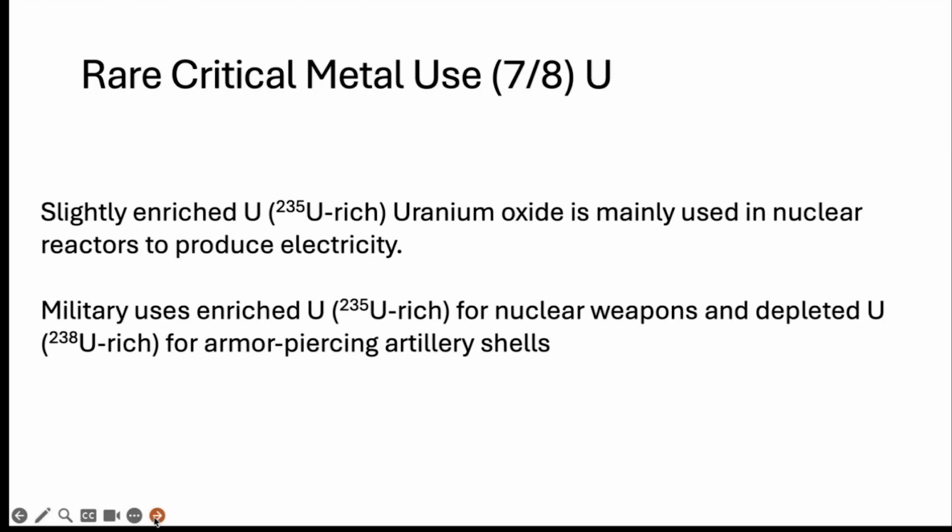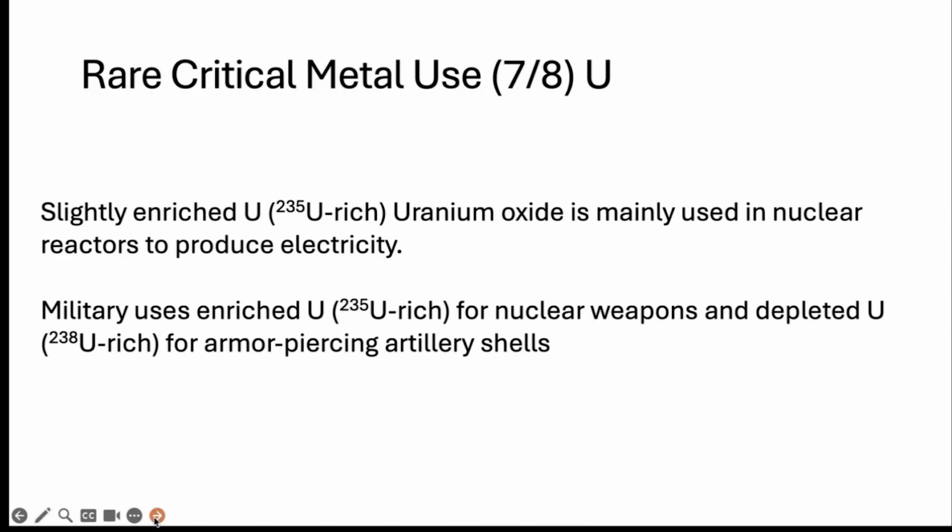And then uranium, of course. Slightly enriched uranium is used mainly in nuclear reactors to produce electricity. Nuclear energy has gone up and down, and now it looks like it's coming up again. And also the military uses uranium-235, obviously, for nuclear weapons, and depleted uranium, which is enriched in uranium-238, for armor-piercing artillery shells. So, interesting uses there.